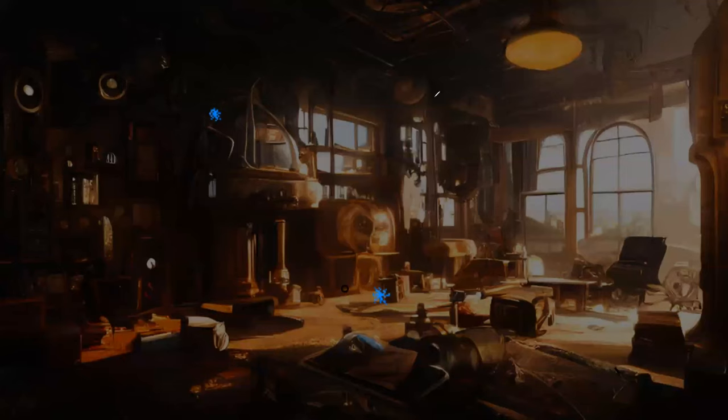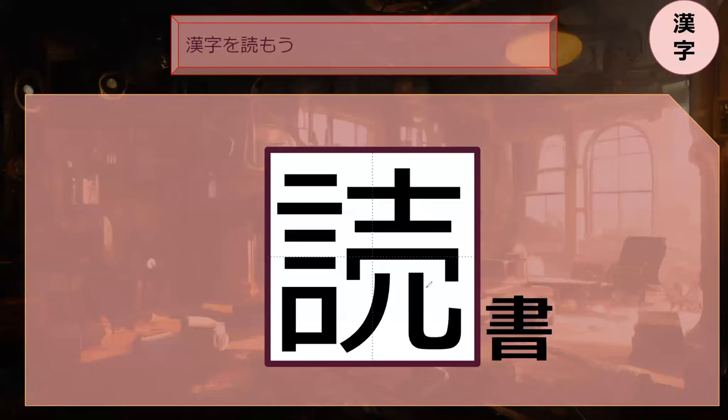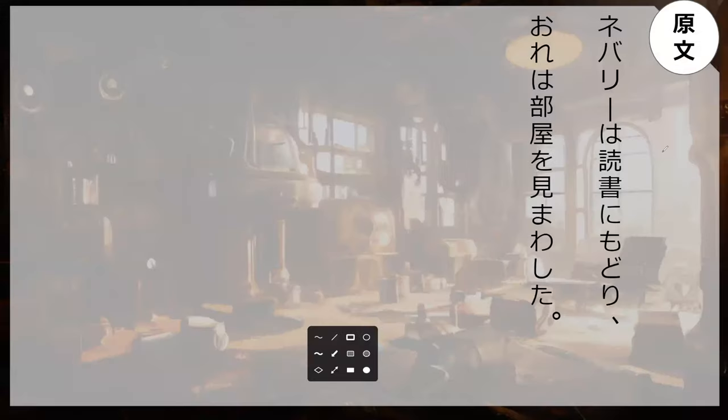Can you read this word for me? Dokusho is how this is read. It's a yo from yomu, but it's dokusho. This means reading, like yondeiru. So it ends with sho. Do you know what it started with? Doku. Perfect.